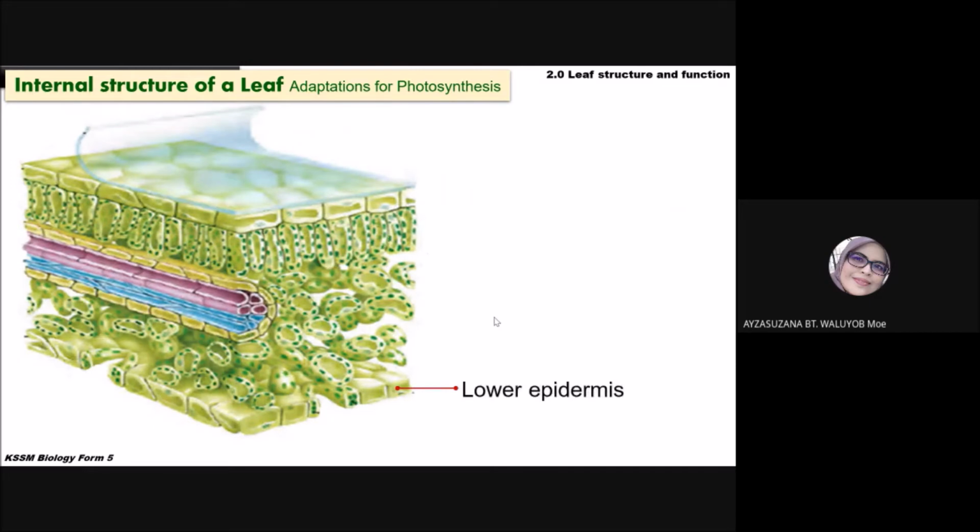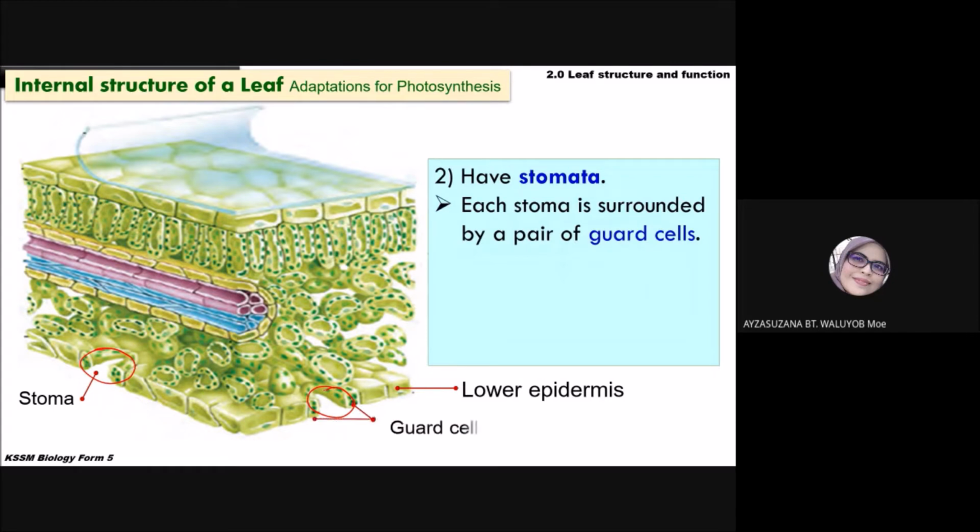Okay, second one, the lower epidermis. What is the specialization of the lower epidermis? The lower epidermis has stomata. Okay, here, this is the stomata, ini stomata, right? Stomata. And this stomata is surrounded by a pair of guard cells. So this guard cell will make sure the stomata is opening and closing, depending on the condition of the light.